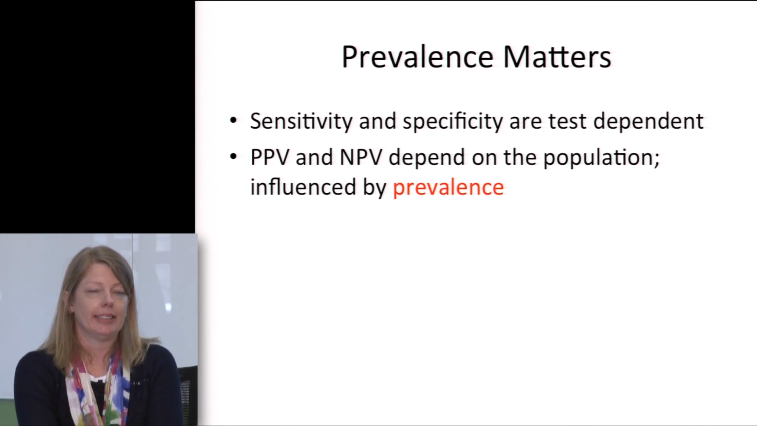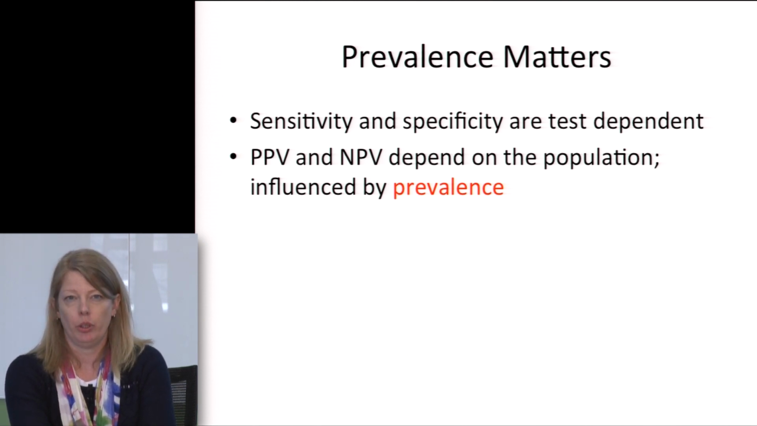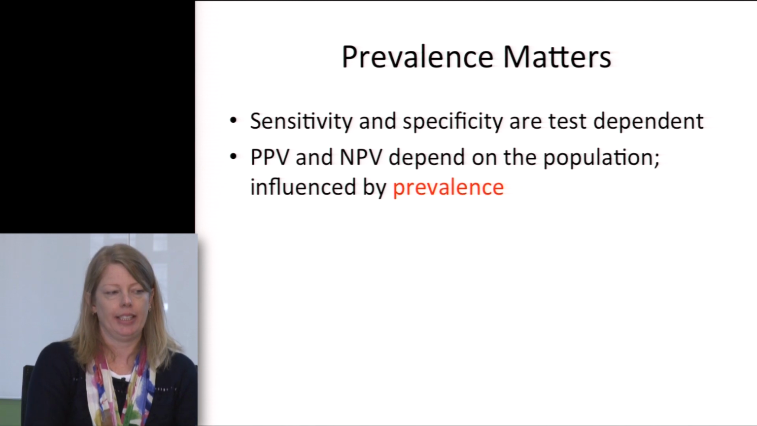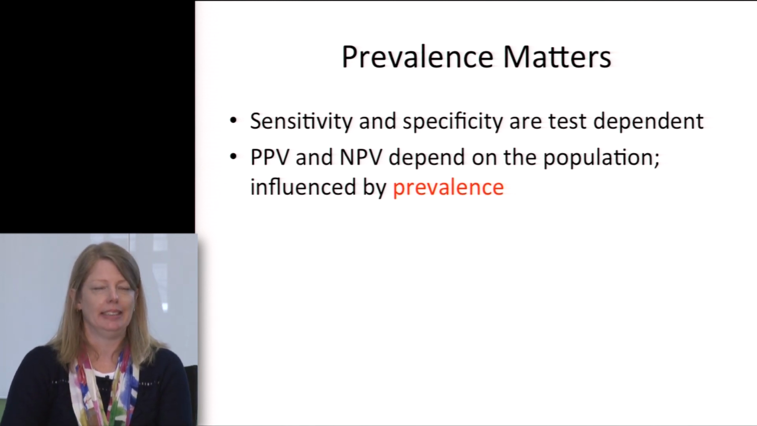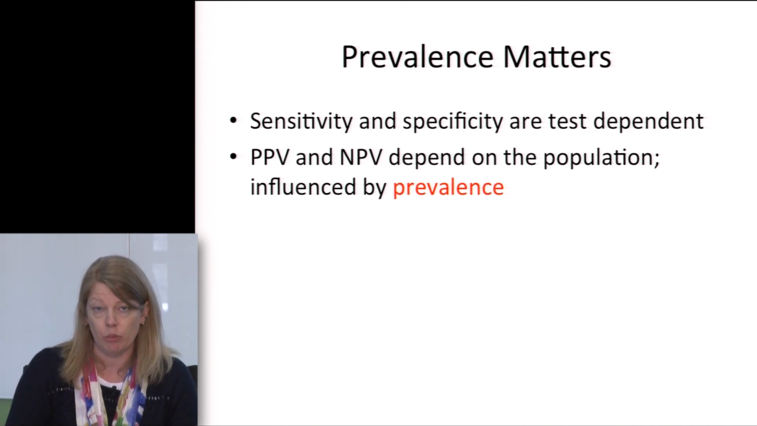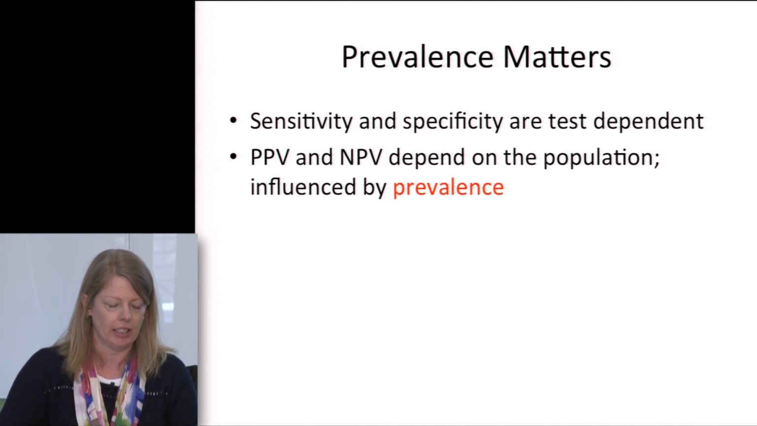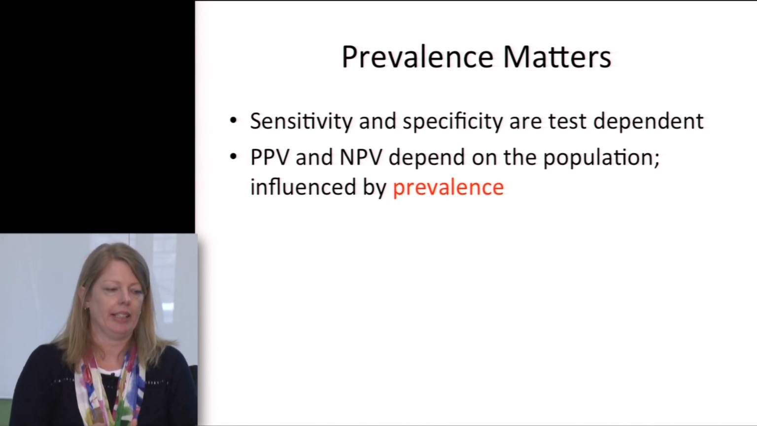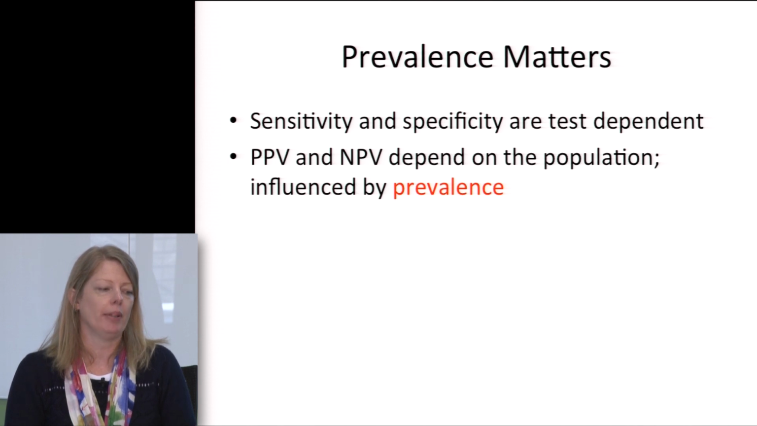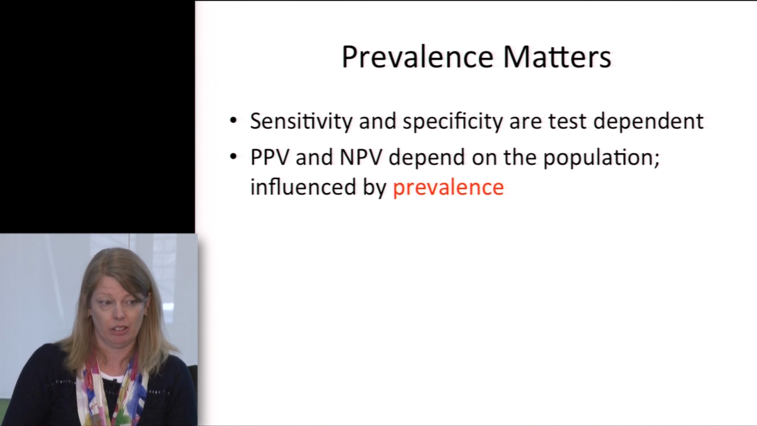What's going on here is that the prevalence of the condition in the population is affecting your numbers, okay? Sensitivity and specificity are test dependent. So they really tell you how good the test is at measuring what you have. Those parameters don't pay any attention to the population that you're studying at all. It's only how good is the test. But the positive predictive value and the negative predictive value are population dependent, and they are very influenced by the prevalence.